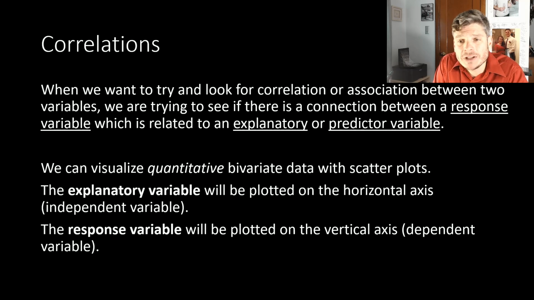So first of all, let's make sure we know what a correlation really is. When we're looking at our variables, if we want to see if there's a correlation or an association between two of our variables, we really want to see if there is a connection. And typically we think about it in terms of a response variable, which is related to our explanatory or our predictor variable. So our explanatory variable gets plotted on the horizontal axis, and we treat it as our independent variable. And then our response variable gets plotted on our vertical axis, or we treat it as our dependent variable.